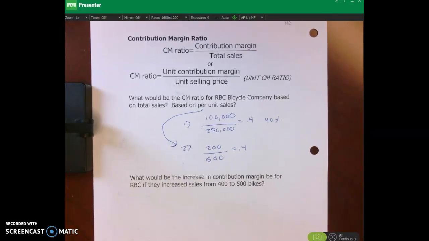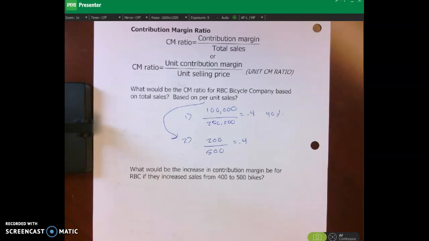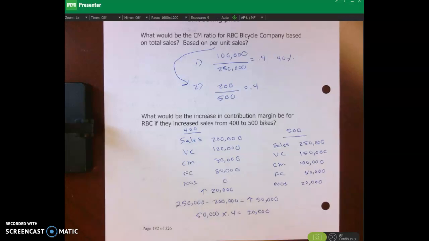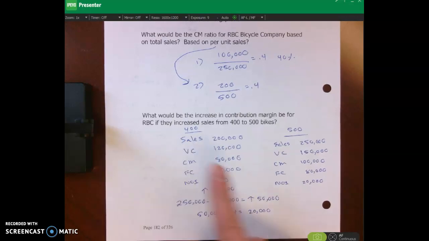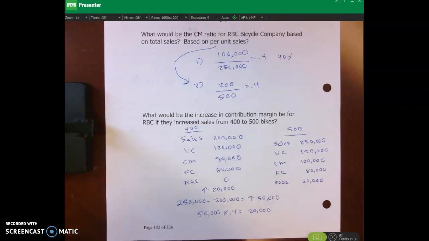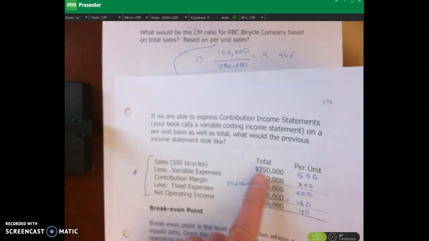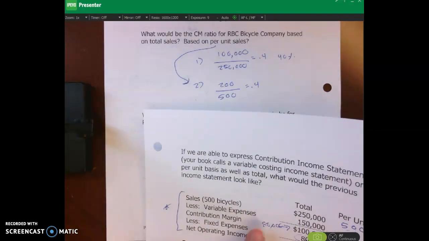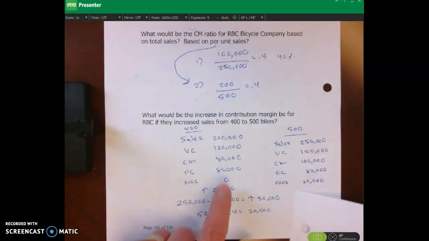Okay? And I'm going to show you a couple different ways to solve this problem. Hello and welcome. So let's see how you did. We increased sales from 400 to 500 bikes. At 400 bikes, we have sales of 200,000. How did I get that? $500 per bike times the 400 bikes. Variable expenses are 120,000, 400 bikes times the $300 per bike.